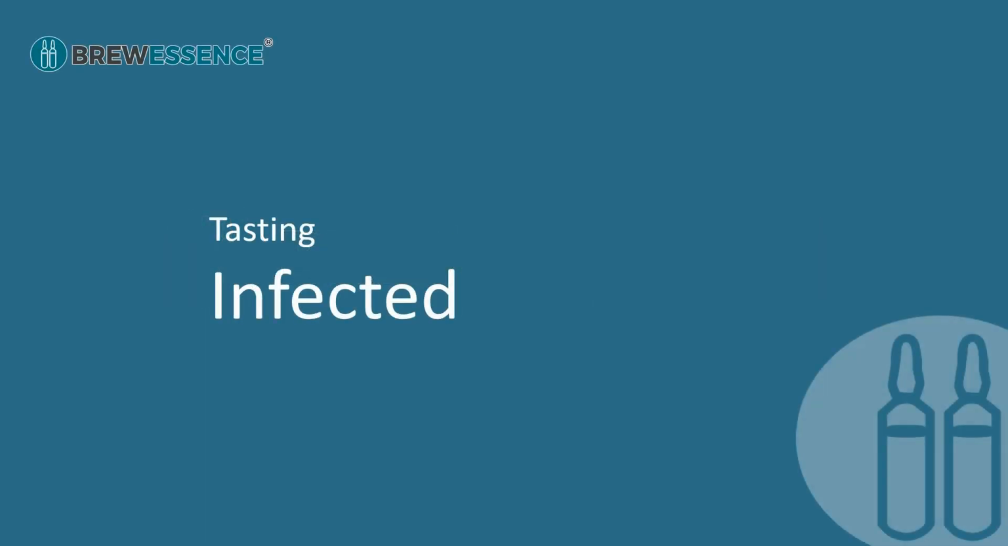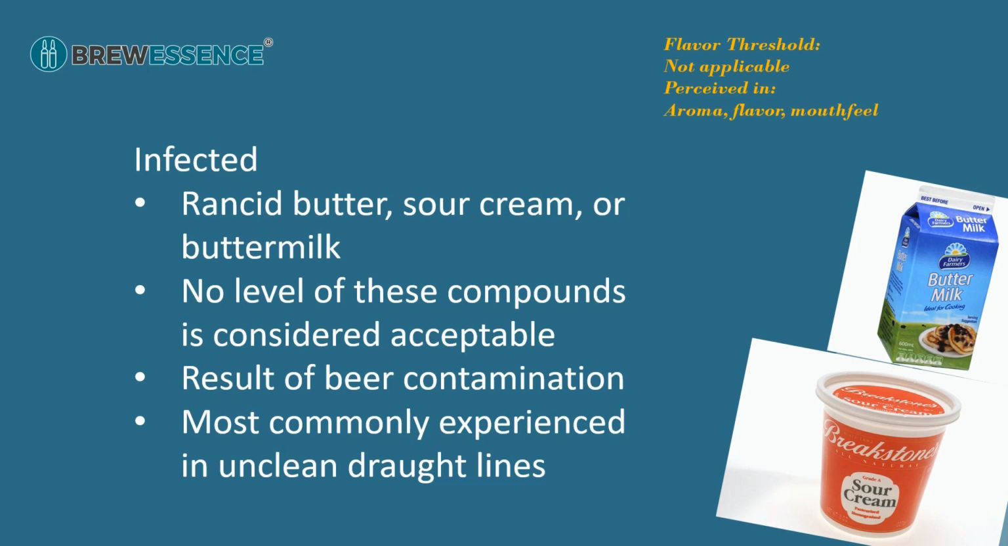With flavor and aroma that is described as rancid butter, sour cream, or buttermilk, as implied by the name of this blended sensory compound, no level of these compounds is considered acceptable, as they are a result of beer contamination. While bottles and cans of beer can become contaminated and show signs of infection, this compound is most commonly experienced in unclean draft beer lines.